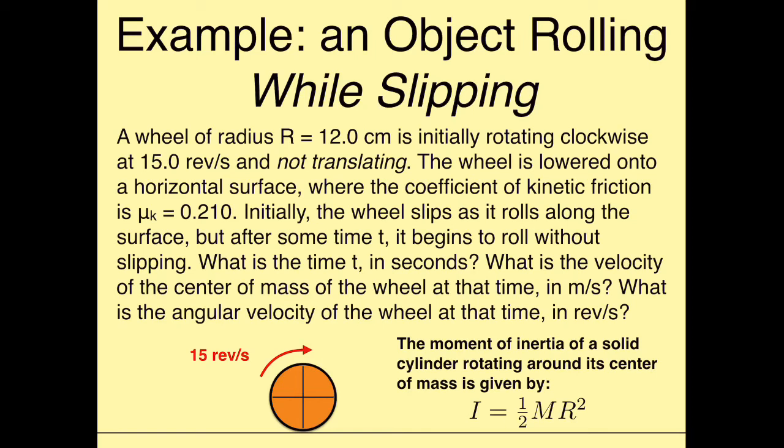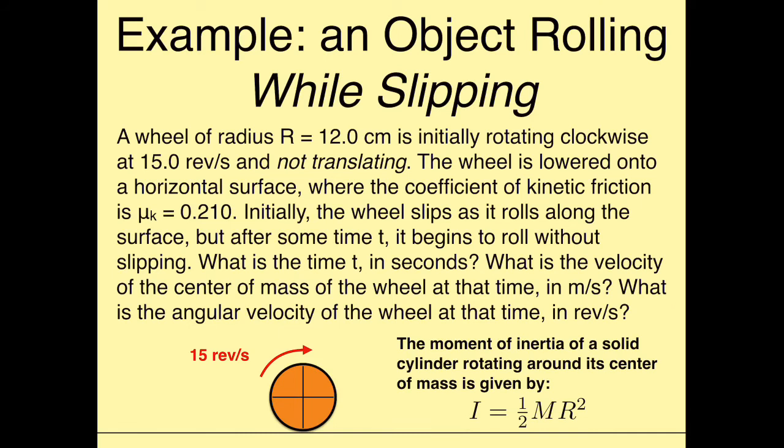What does this look like? So we have a wheel with the radius r equal to 12 centimeters. It is initially rotating clockwise at 15 revolutions per second and not translating. So the wheel is just spinning in place. It's not translating in any particular direction. But then the wheel is lowered onto a horizontal surface where the coefficient of kinetic friction is equal to 0.210.